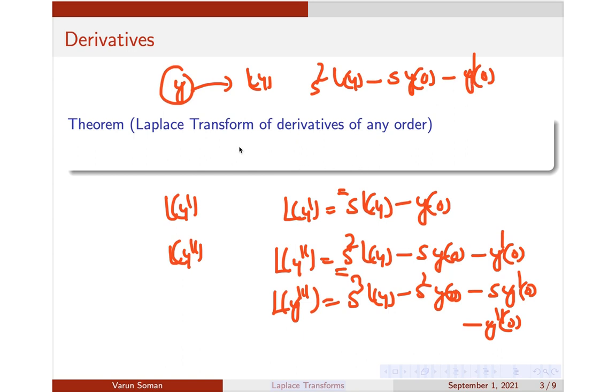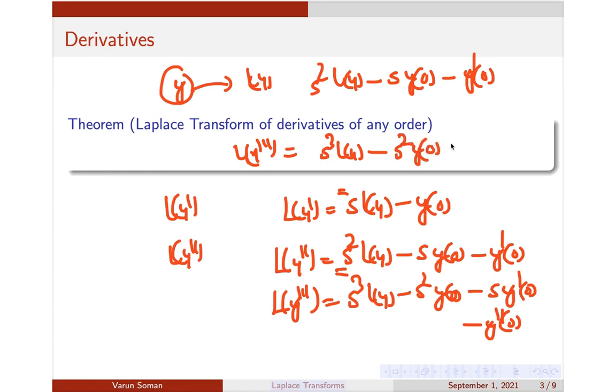Similarly, let us try what is L of y triple dash. How will you write it? You have to write s as many times as the order of the derivative here. So you have to write s cube into L of y minus, you have to reduce s in each step and increase the derivative at each step. So here you will have minus s square into y of 0.